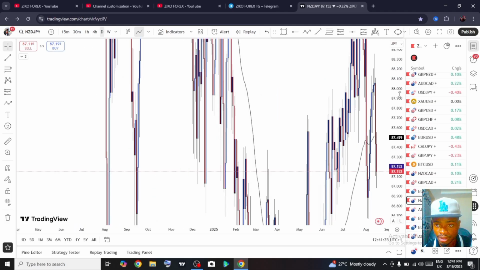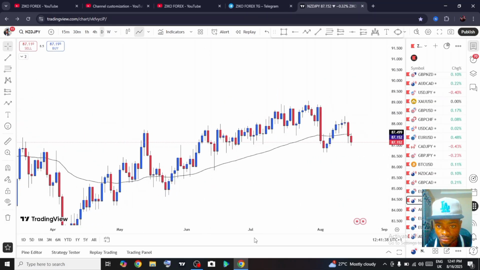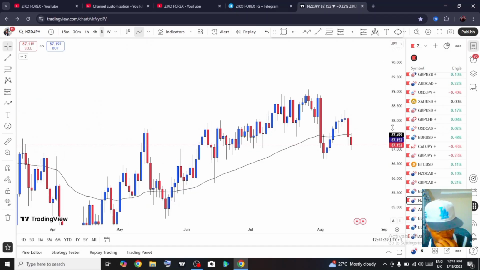Daily time frame. I'm pretty sure the trade is actually gone. We are supposed to be in somewhere around here because price has been bullish, then it switched bearish. We'll be expecting a retracement and a doji for us to now sell. So the trade is actually gone, right?